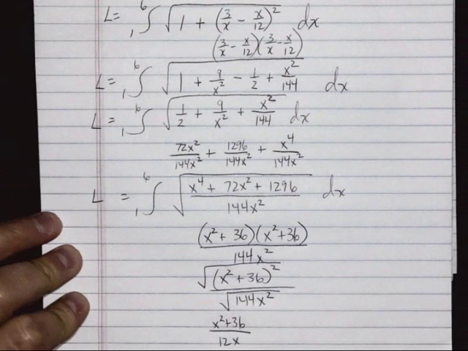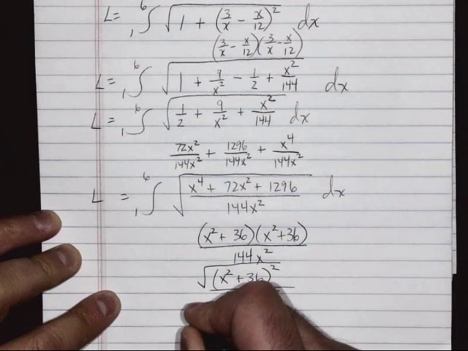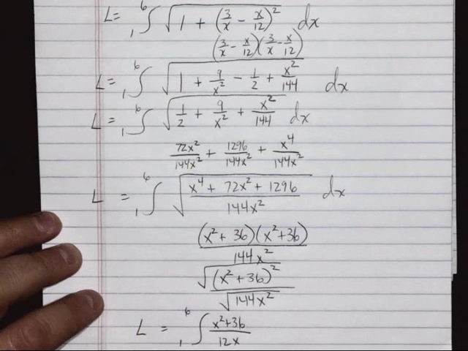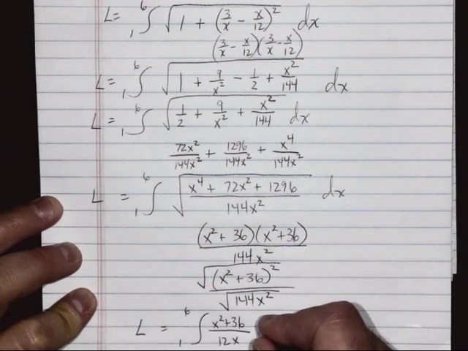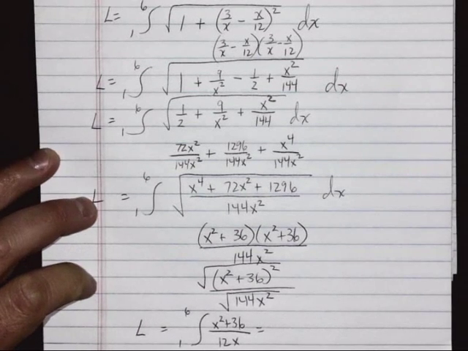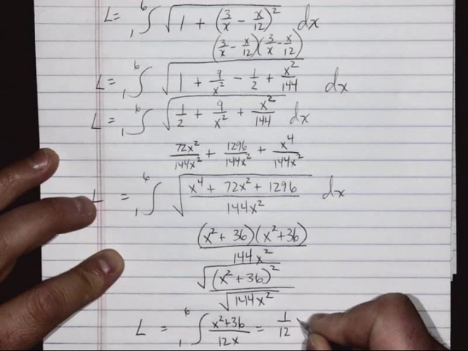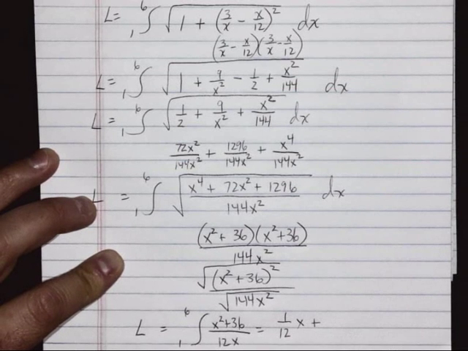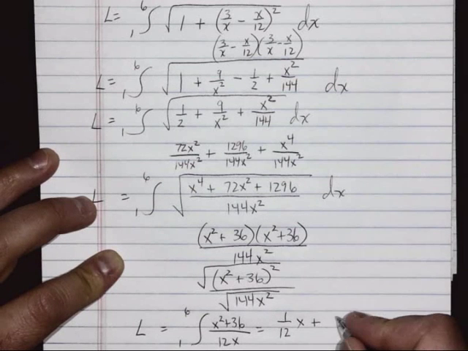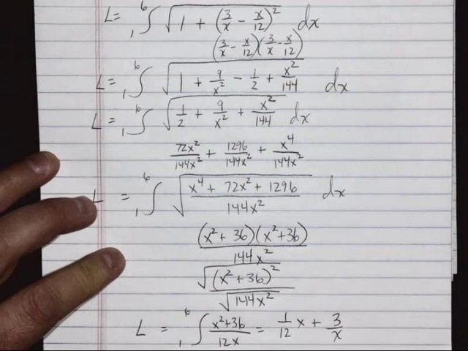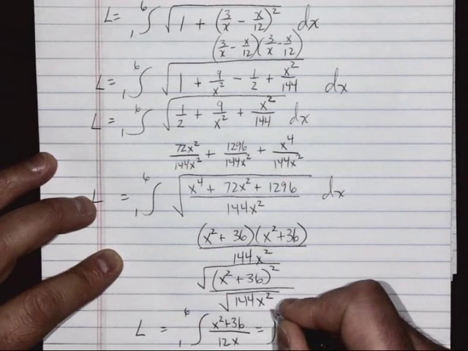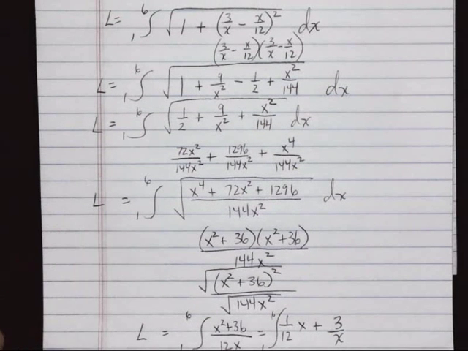Okay, so that gets rid of my square root. Now I still haven't taken the integral of that. So I think we should split this up. That'll make it easier to integrate. So basically we have 1/12 x plus 3 over x, and then we want to integrate that.